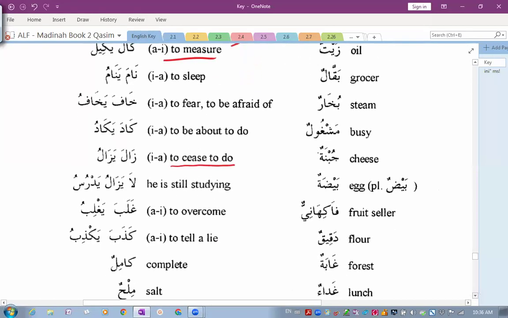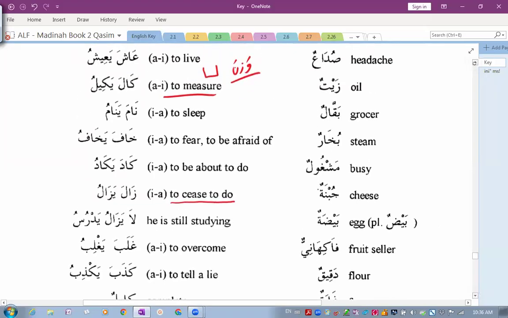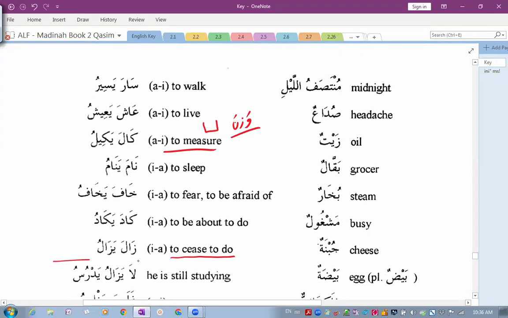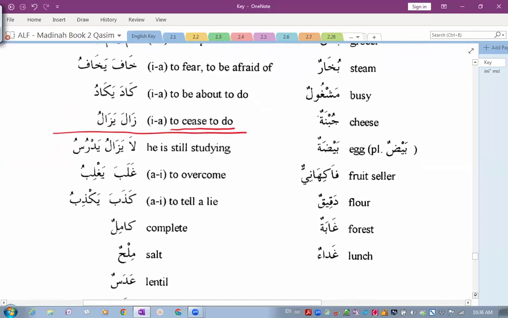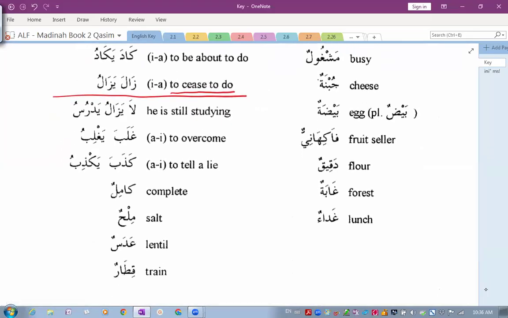Ghalaba yaghlibu. So the verbs that up till here we saw, all of them were ajwaf verbs. So if you want to practice and you say I'm not strong, take a verb and practice over here. This is our chance. Okay, so then ghalaba yaghlibu, to overcome. Kadhaba yakdhibu, to tell a lie. Kamilun, complete. Milhun, salt. Adasun, lentil. Qitarun, train.